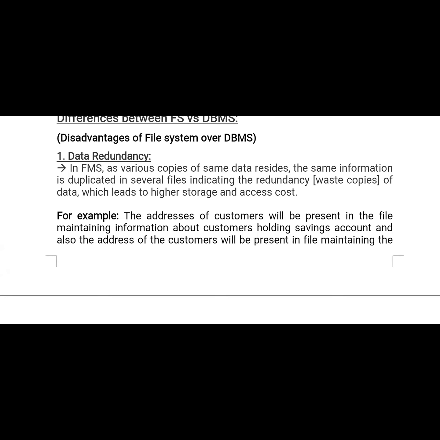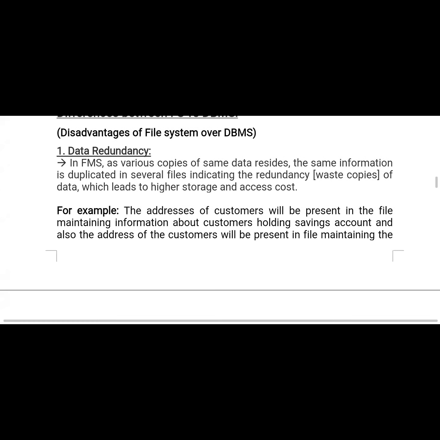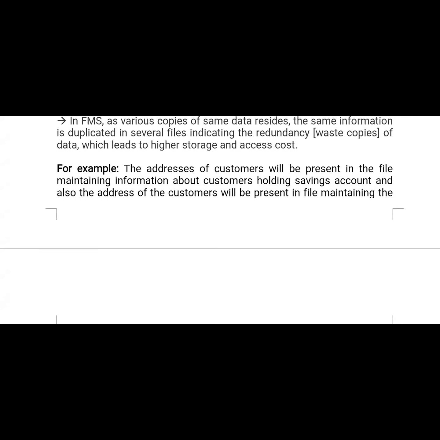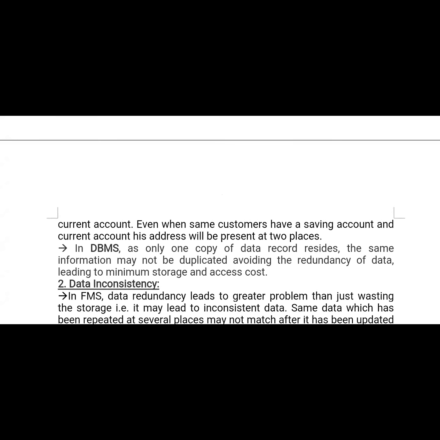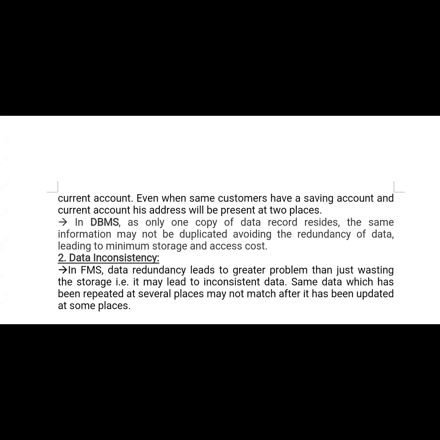So when we are maintaining redundant data in the files, we can't retrieve according to our requirement. For example, if we want to retrieve some particular member, we can't, because the same type of data exists in many files. So in that situation, we cannot easily access the data. For example, the address of a customer will be present in the file maintaining information about customers holding savings accounts, and also in the file maintaining current accounts. Even if the same customer has a savings account and a current account, his address will be present in two places.